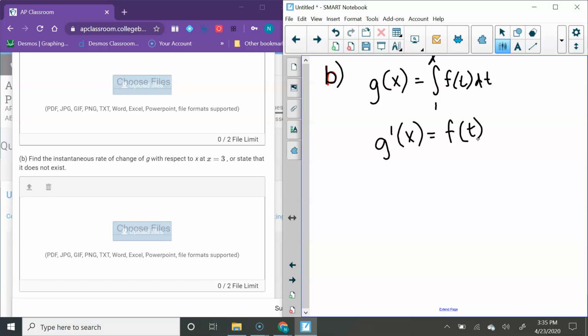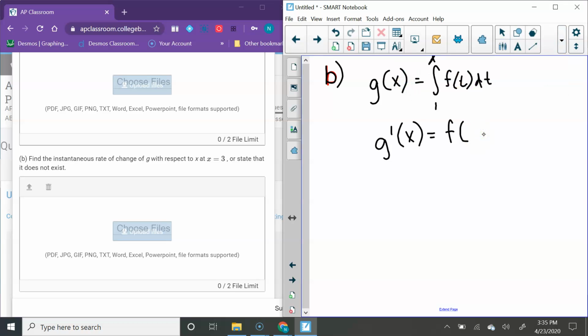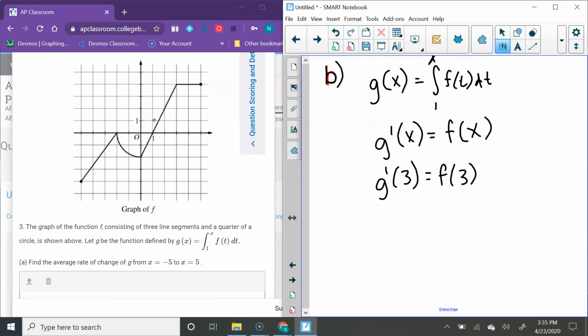Technically times, I'm sorry, that's not t. That should be x. f of x right there. The x will replace the t right there. So g prime of 3 is just going to be f of 3. And if we scroll back up here to the graph, f of 3 is right here. The y-coordinate that goes with your x value there is 4. So you get 4 for your instantaneous rate of change.